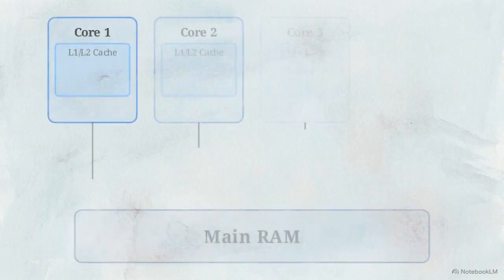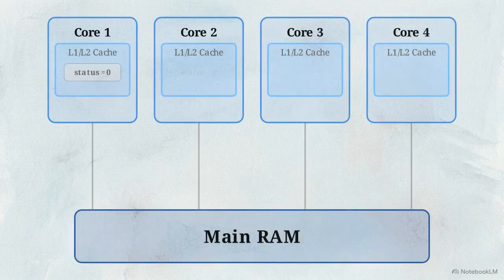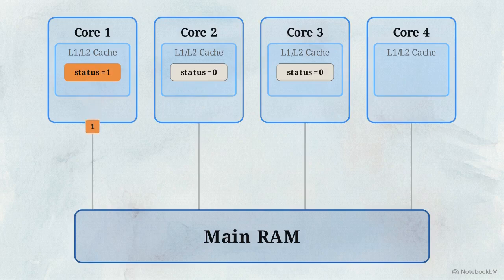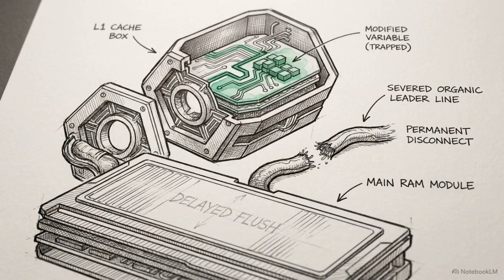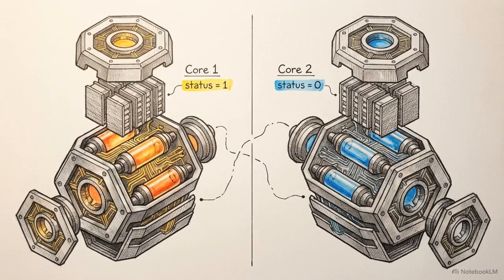Beyond atomicity, we have to address memory visibility, a problem caused by the physical design of the CPU. Modern multicore CPUs use isolated L1 and L2 caches to store local copies of variables. When a thread modifies a value, the change stays in its local cache to minimize the time spent writing to main RAM. If the flush to RAM is delayed, other threads running on different cores will continue to read stale data from their own local caches, completely missing the update.